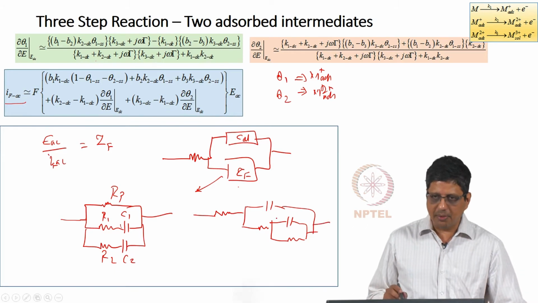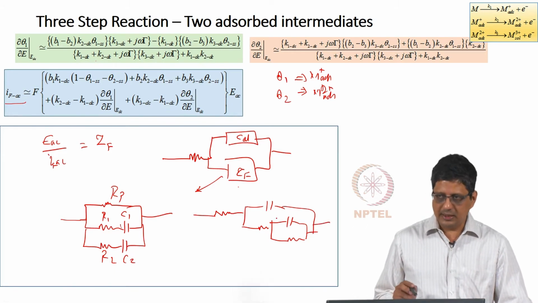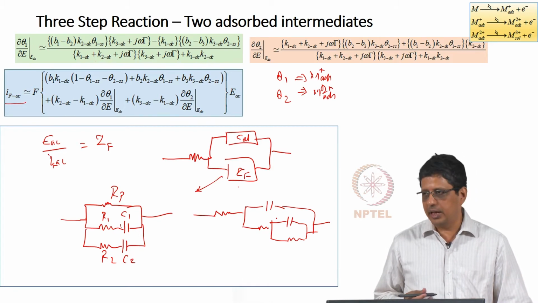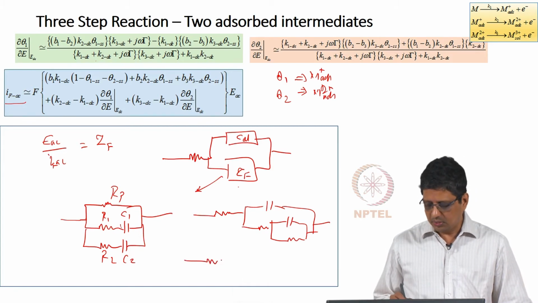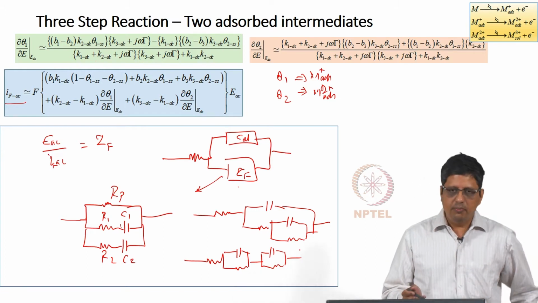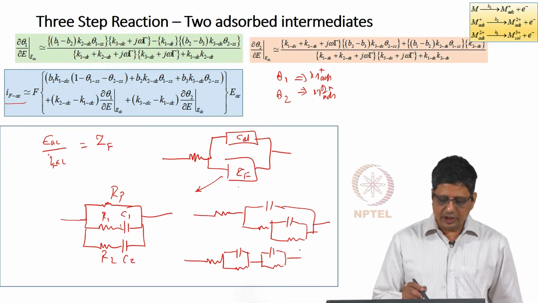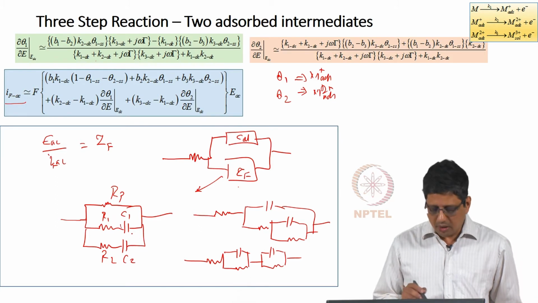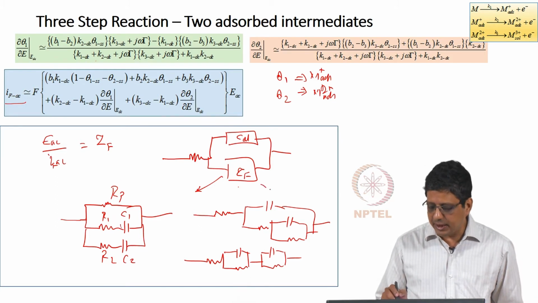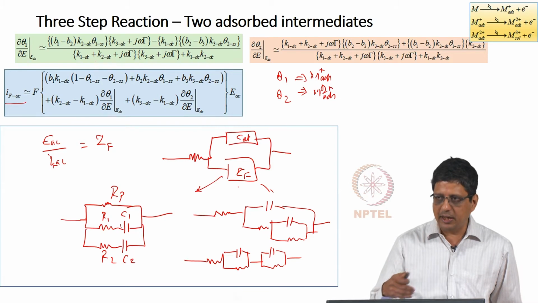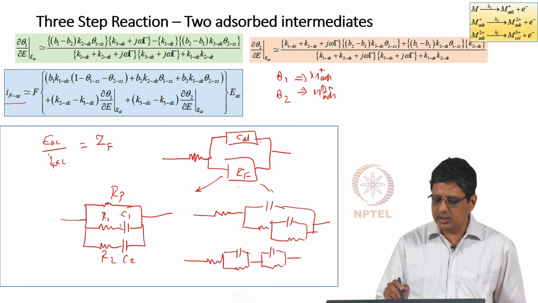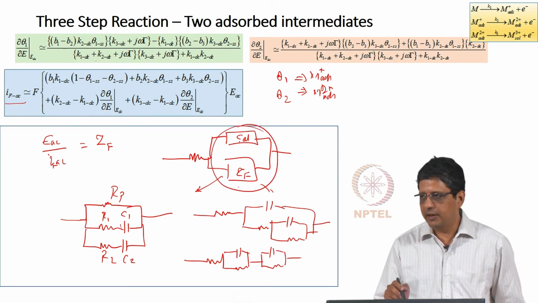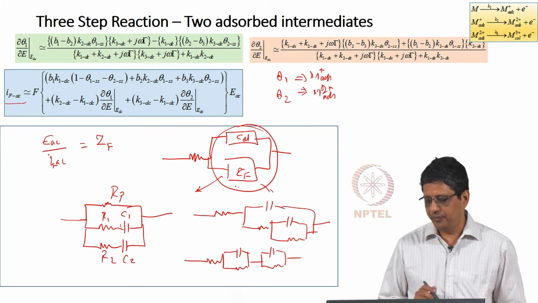So, you will again have the same number of elements, 2 capacitors, 3 resistors, arranged in a different manner, that is all. So, obviously, the values of capacitance will change when you move from one to another. All these things represent the Faradic impedance only. The double layer capacitance is in parallel to the Faradic impedance, and the solution resistance is in series to this pair of elements here. Okay.